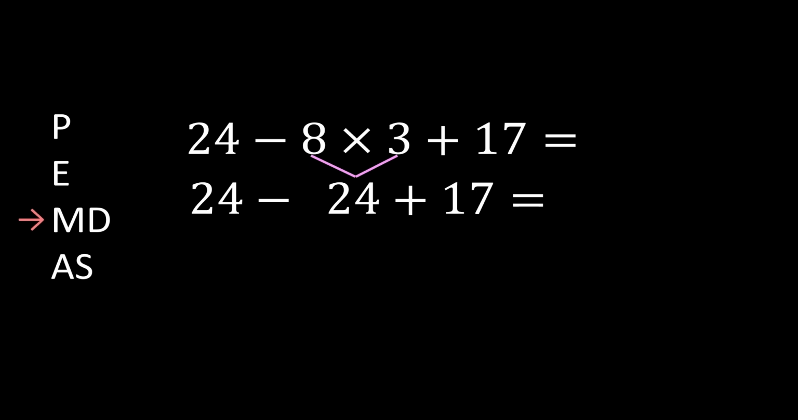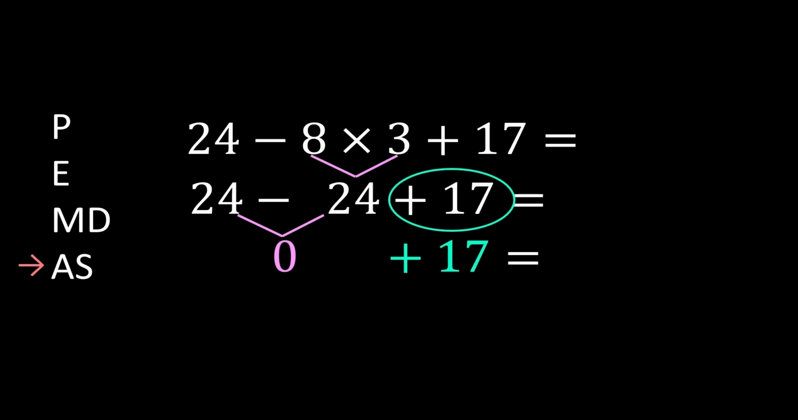I don't have any more multiplication and division in the problem, so we're on addition and subtraction. I do have 2 addition and subtraction steps in the problem. I'm going to start on the left with 24 minus 24 because you have to work left to right. 24 minus 24 is 0. Then I still have the plus 17 as part of my problem, so I'm just going to bring it down. Now I have 0 plus 17. 0 plus 17 is 17.